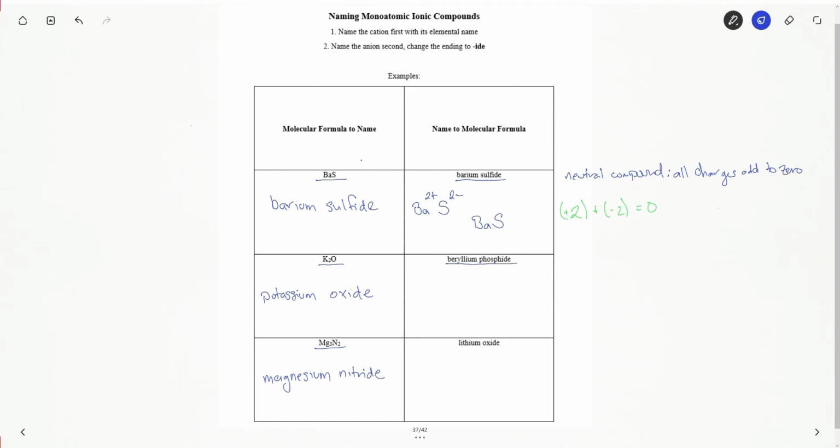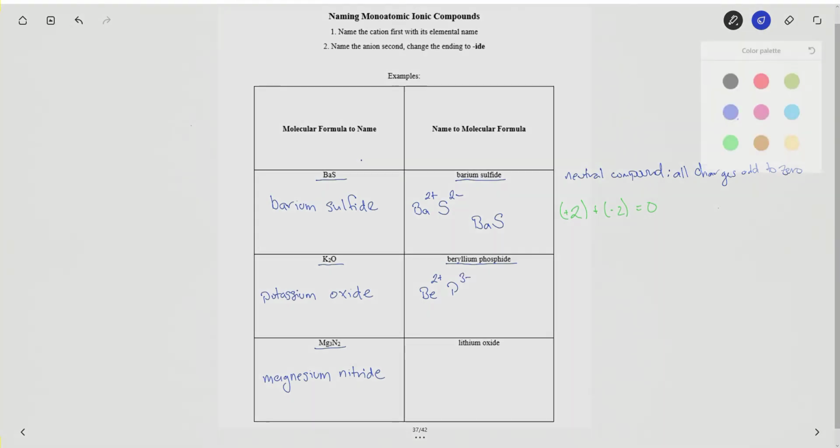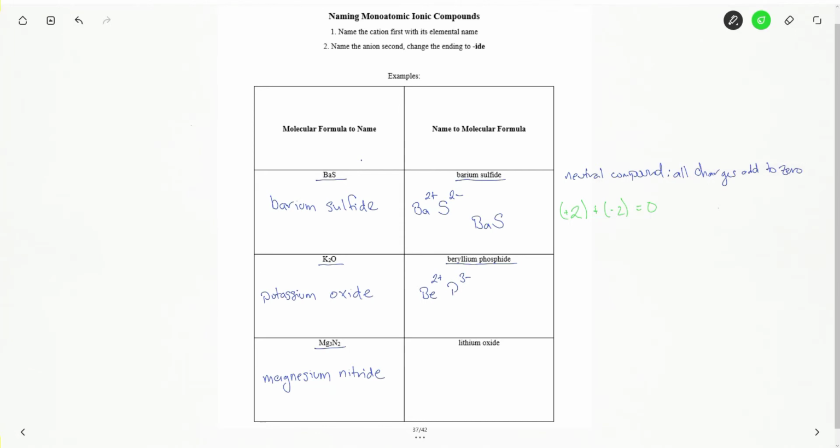Beryllium phosphide. Again, I'm just going to pull the two elements I'm working with. Beryllium phosphide came from phosphorus. Now I'm going to determine what their charges are. If I look at beryllium on the periodic table, I see that it has a charge of 2 plus. Phosphorus, when it is an ion, has a charge of 3 minus. I'm going to switch to my green to do my math. Here is my beryllium's charge. I'm going to add it to my phosphorus. You can already see that this does not form a neutral compound. Right now, the way I've written it, it is a charged compound.